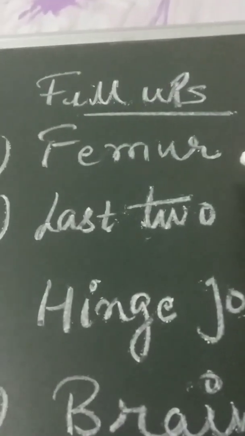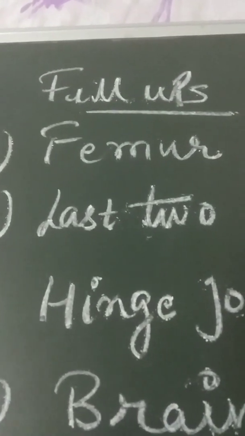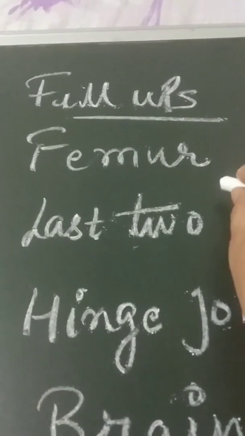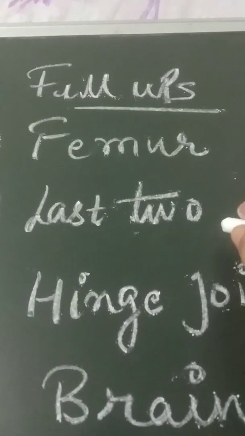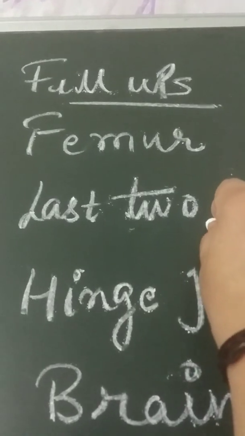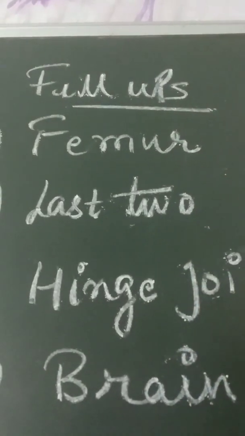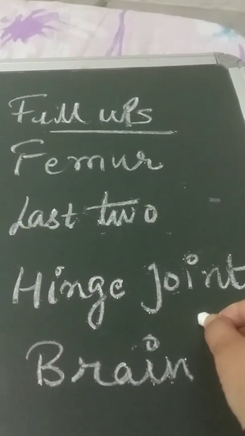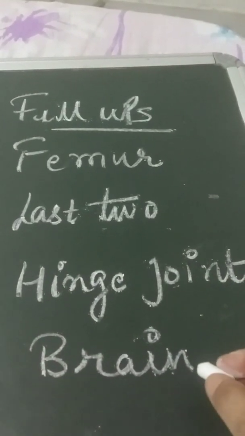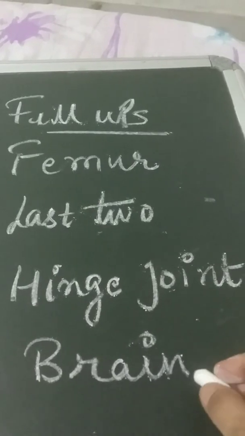First, dash is the longest and strongest bone in the body. Femur. Second, the dash pairs of ribs are called floating ribs. Last two. Third, the dash joint is found in elbow and knee. Hinge joint. Fourth, the skull protects the brain.